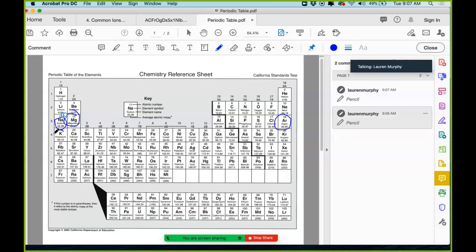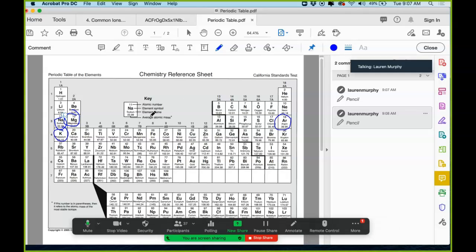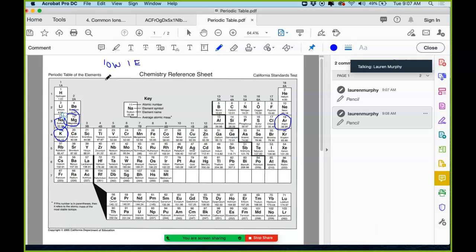magnesium, potassium. So we want low ionization energy to high ionization energy. All right, so low ionization energy. So again, you need to remember what this means. This is easy to remove the electron. All the way to high ionization energy. This would be the hardest to remove an electron.